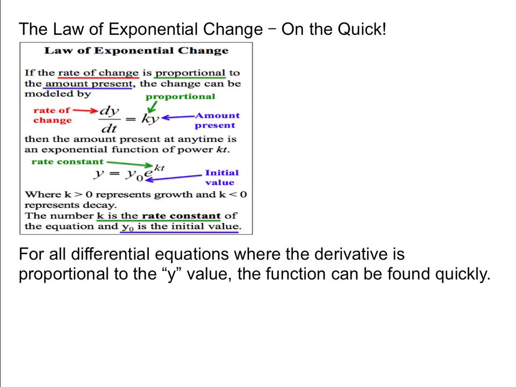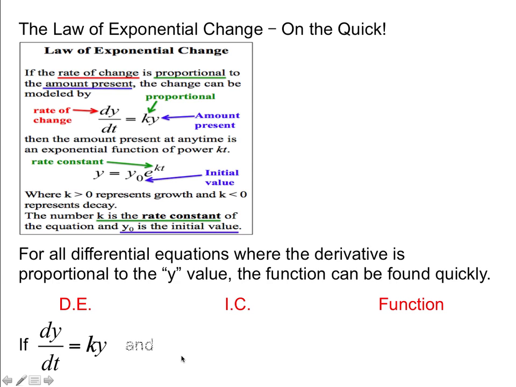And so we have a box in the middle of our notes on the front page that says the law of exponential change on the quick. And the first one is dealing with all variables. So what happens when our differential equation looks like dy dt equals ky? And again, since most of these are time dependent, we're not really describing anything dy dx. We're using dy dt. And let's have our initial condition be y sub 0 when t is equal to 0.